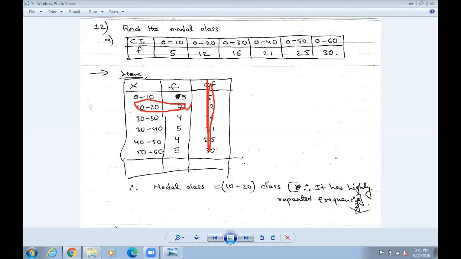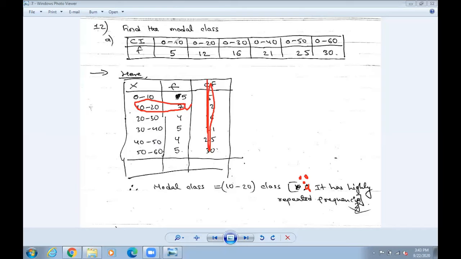So 10 to 20 class. Let us write since, it has the highest repeated frequency. In this way we need to write down. If you have not completed, pause the video and do it. Let me go for the next clip.